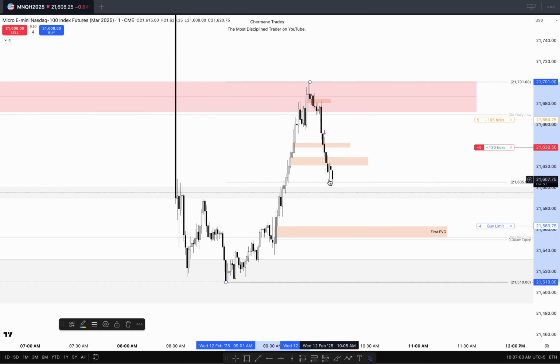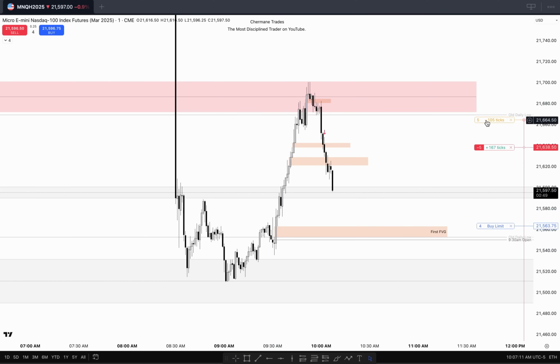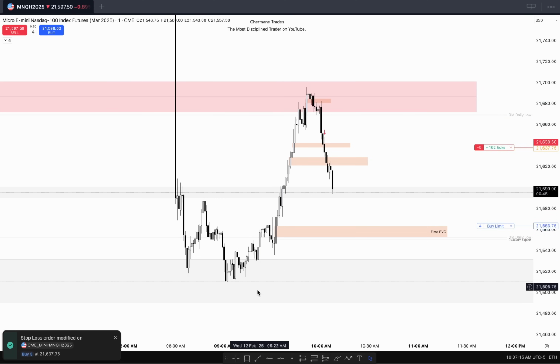Coming back to equilibrium between that low, that high. Midpoint comes in here, just tagged it. So risk is removed. And just like that, it is a risk-free trade.